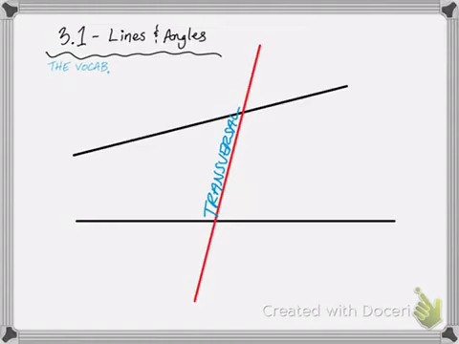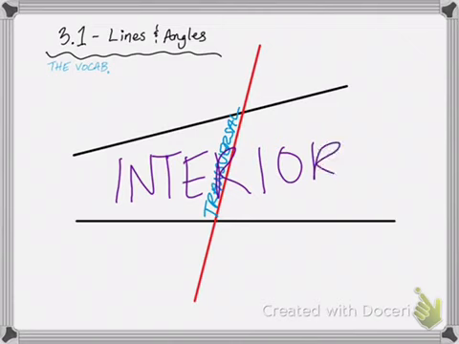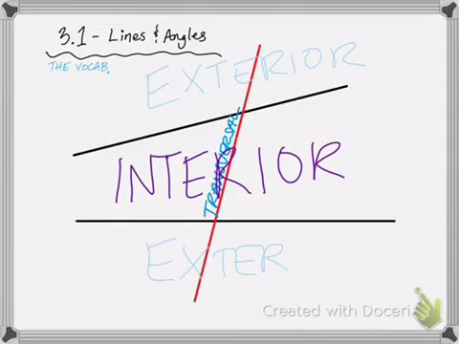So first word you need to know is transversal. Cool. The next thing you need to know is that between those two lines that the transversal cuts is the interior. So this whole area is called the interior. And guess what? That means that this is all the exterior. Should make a lot of sense. The interior is on the inside of those two lines, and the exterior is outside of those two lines. Cool, so no big deal there.